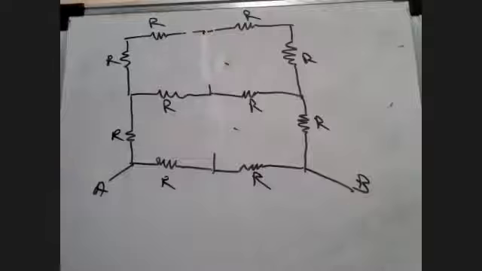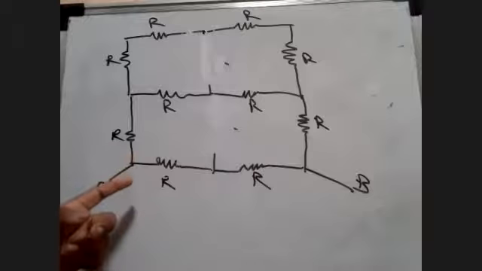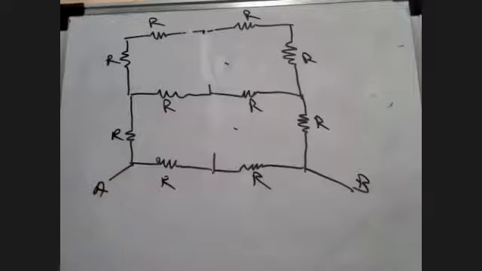We have 1 minute left. So tomorrow, find out the equivalent resistance of this and let me know tomorrow. And then tomorrow we'll be doing the current divider rule.